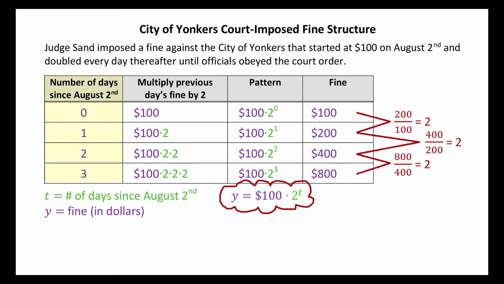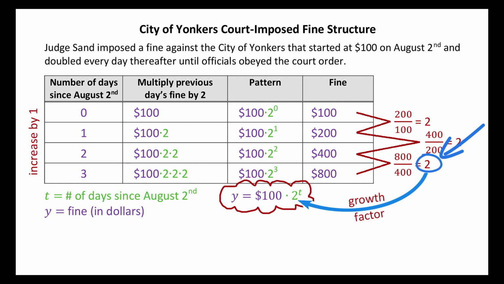In fact, if the inputs increase by 1, then the ratio of successive outputs is the base of the exponential function, and that's called the growth factor. And the base is called the growth factor because we multiply by the growth factor each time to get the next output value for the function.